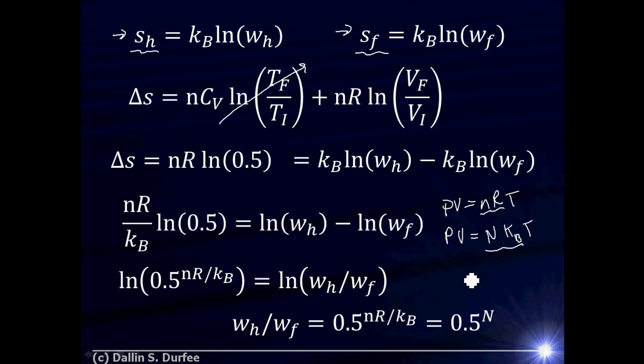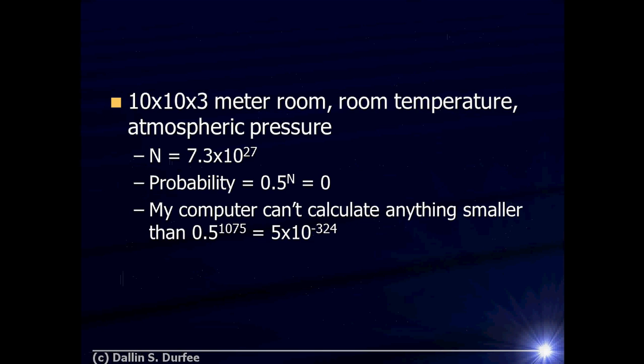That doesn't seem too large, does it? I mean, that doesn't seem too small. It seems reasonable, right? Well, let's calculate what it is. So let's assume a room which is 10 meters wide, 10 meters long, and 3 meters tall. Let's assume that temperature is room temperature, 300 Kelvin, and atmospheric pressure. If you go to the ideal gas law, you find that you have 7.3 times 10 to the 27 molecules in that room. So the probability that all of my molecules just at some moment happen to be in half of the room, what are the odds I'm going to see that? That's 0.5 to the 7.3 times 10 to the 27.